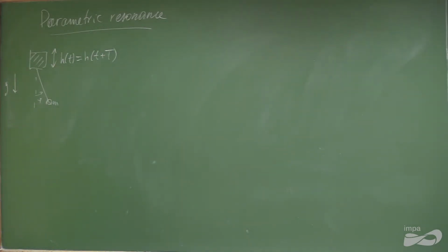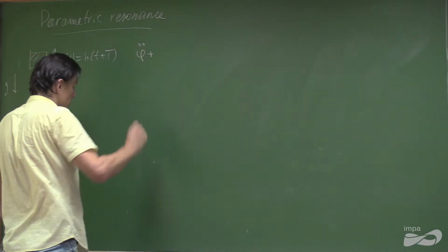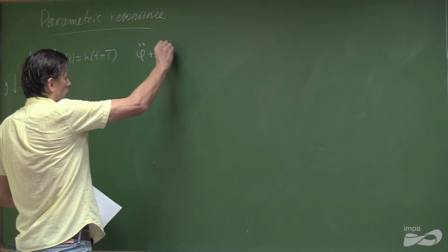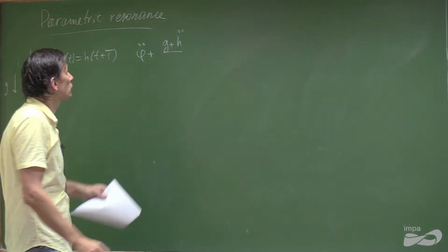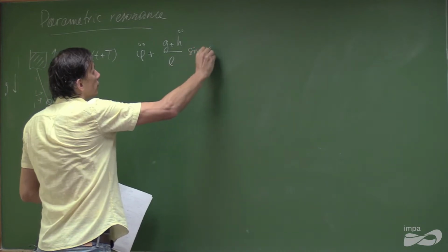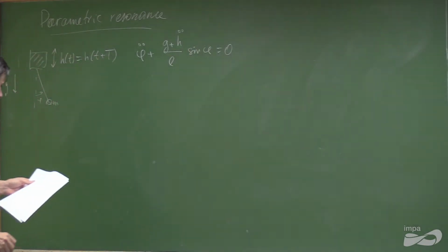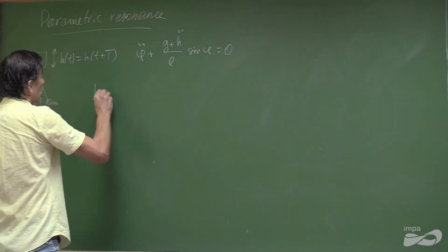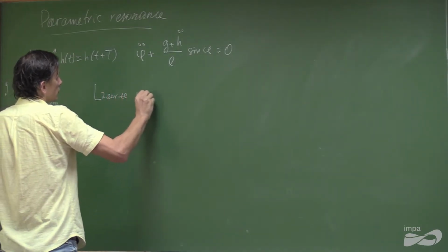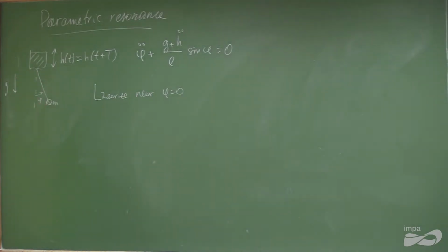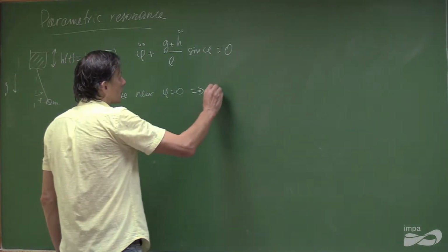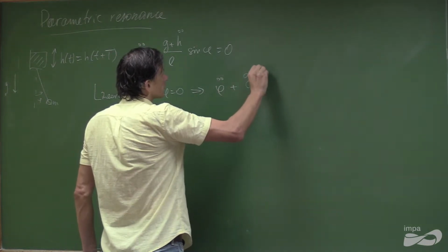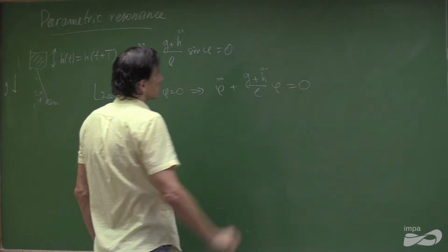So what we know is that the equation of motion can be written as phi double dot plus g, the gravitational acceleration, plus the acceleration of the support, divided by L, times sine phi equals 0. And then you linearize it near the equilibrium phi equals 0. In that case, sine phi can be approximated by the angle. And then you get the linearized equation. So this is the linearized equation.